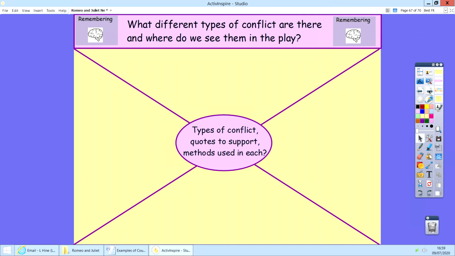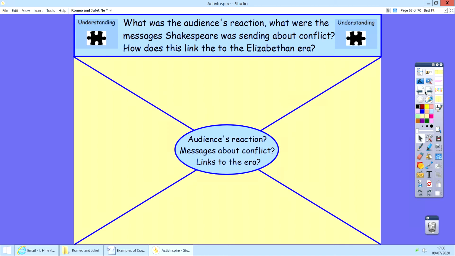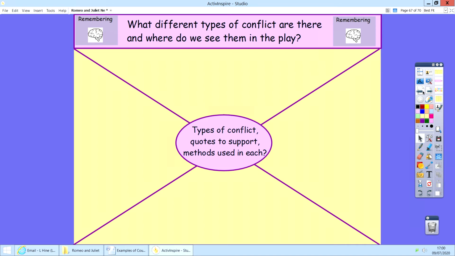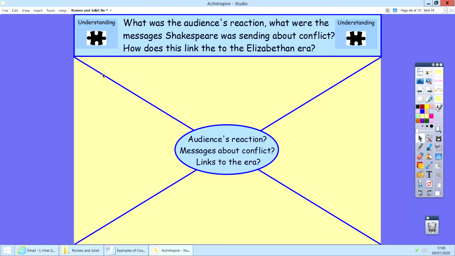Okay, so then the next thing, and you can either put this as a separate revision clock, or you can amalgamate it into this one, but I put it as a separate one because it's so important, because I wanted you to think carefully about this. So this is remembering, so knowing the play inside and out, finding the quotes and all the rest of it, and this is more about understanding, which is why I split it up, but that doesn't necessarily mean that you have to. So it says, what was the audience's reaction? What were the messages Shakespeare was sending about the conflict, and how does this link to the Elizabethan era?